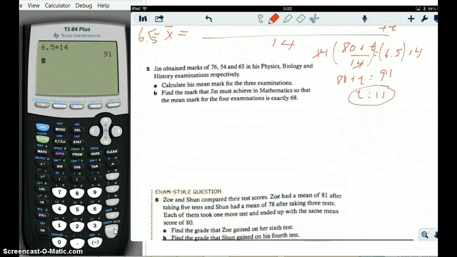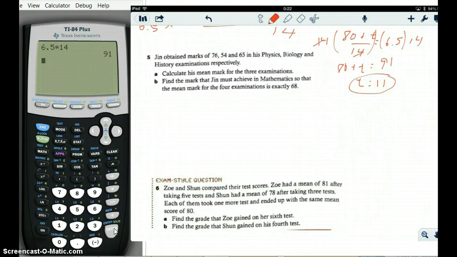Jim obtained marks of 76, 54, and 65 in his physics, biology, and history examinations. Calculate his mean mark for the 3 examinations. That's easy, right? We'll go ahead and use the calculator to do that.